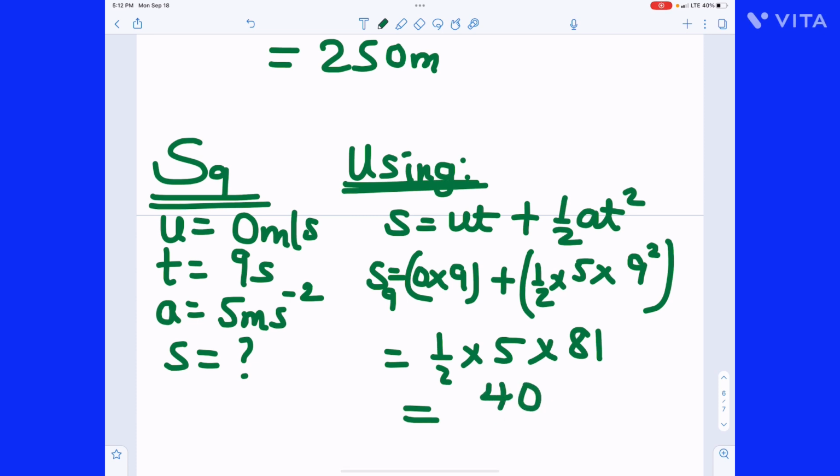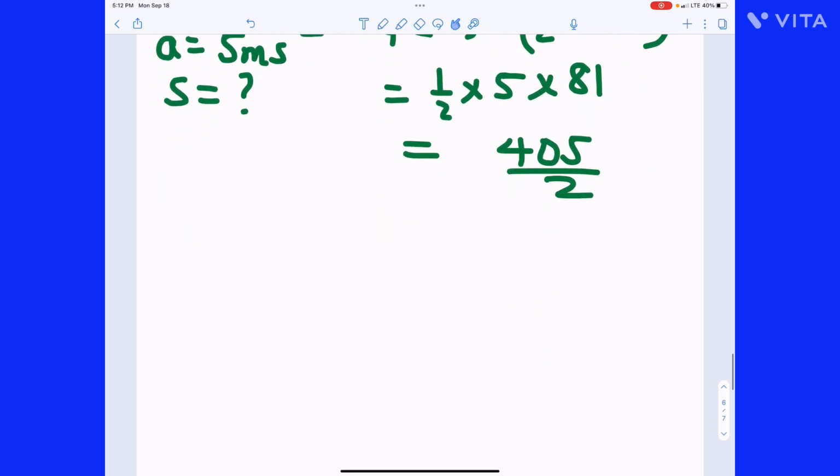5 times 81 is 405. So that's 405, and let me write it very neatly. So that's 405 over 2. 405 over 2 is what? 202.5 meters. So the distance traveled in the first 9 seconds is 202.5 meters.